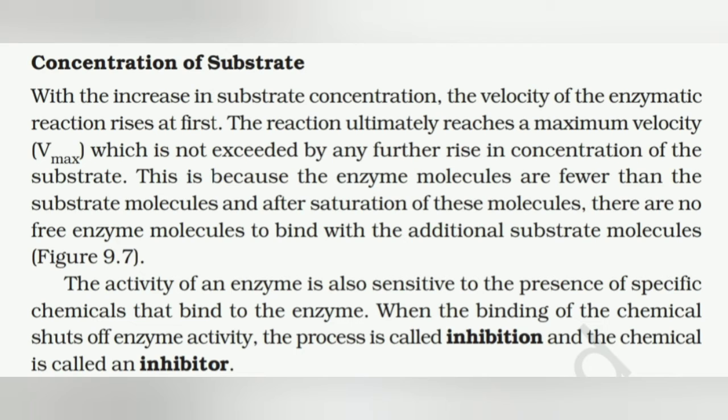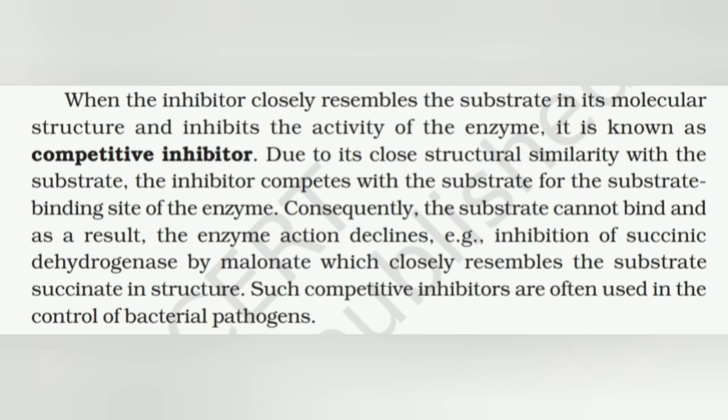The activity of an enzyme is also sensitive to the presence of specific chemicals that bind to the enzyme. When the binding of the chemical shuts off enzyme activity, the process is called inhibition, and the chemical is called inhibitor. When the inhibitor closely resembles the substrate in its molecular structure and inhibits the activity of the enzyme, it is known as competitive inhibitor. Due to this close structural similarity with the substrate, the inhibitor competes with the substrate for the substrate binding site of the enzyme.